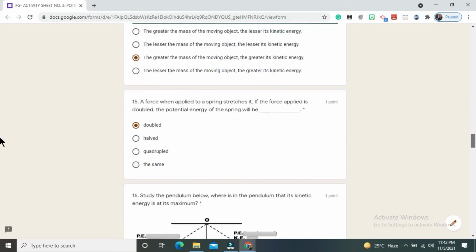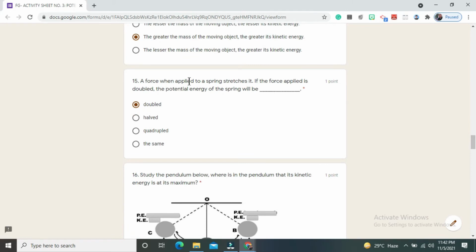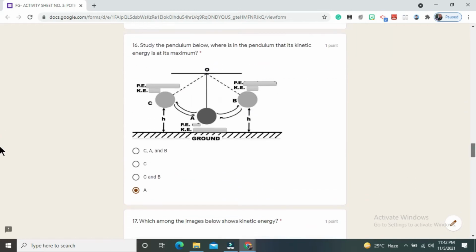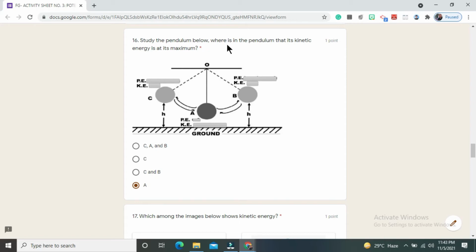Question number 15. A force when applied to a spring stretches it. If the force applied is doubled, the potential energy of the spring will be blank. The correct answer is doubled. Question number 16. Study the pendulum below. Where in the pendulum is its kinetic energy at its maximum? The correct answer is letter A.